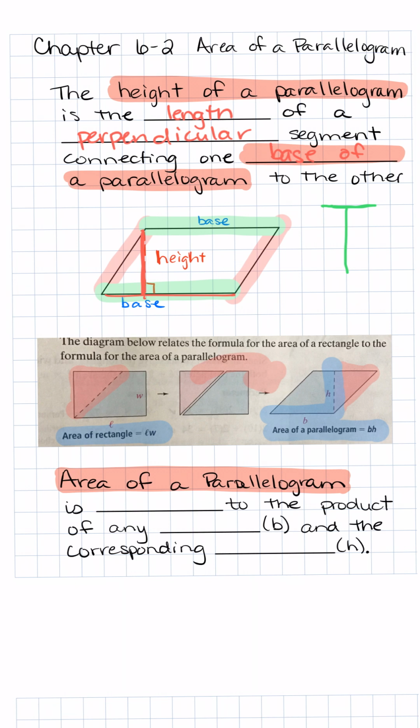So let's write that down. The area of a parallelogram is equal to the product, which means multiplication, of any base and the corresponding height. And notice we have B for base, H for height. Okay?